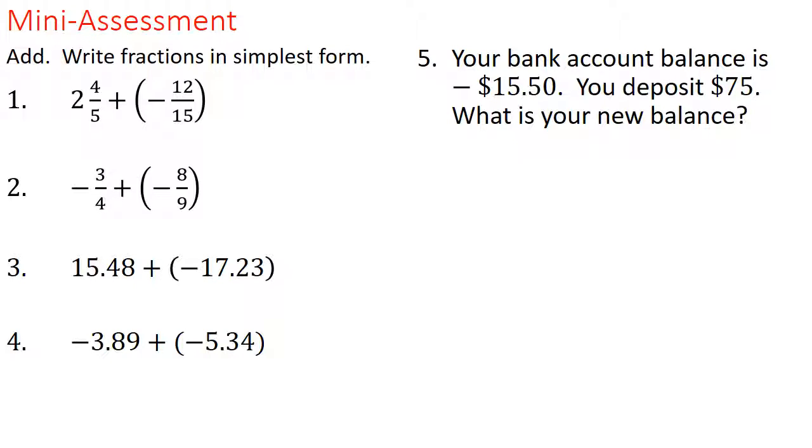Okay, and this is our mini assessment for today. So we're going to add these numbers together. We're going to write our fractions in simplest form. It is definitely okay to leave those as improper fractions. And for problem number 5, we are going to look at our bank account, and our bank account balance is negative $15.50. And we're going to deposit $75 into our account, and what will be our new balance? So go ahead and work these out, and I'll be checking for these on Friday.